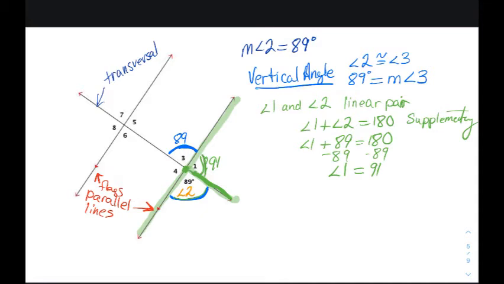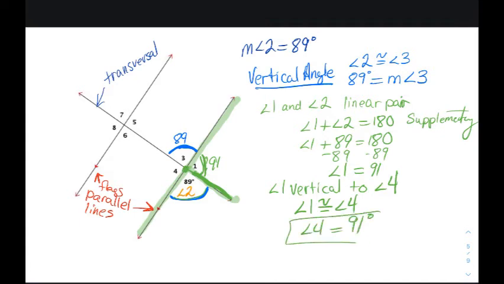All right, so what we should also recognize almost immediately is that not only do we have angle 1 equal to 91, but angle 1 is vertical to angle 4. So that would mean, by the definition of vertical angles, that angle 1 is congruent to angle 4. So therefore, angle 4 equals 91. All right, so that got us the 4 angles on that particular set.